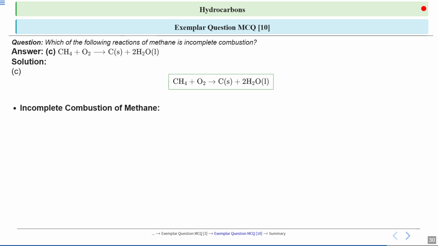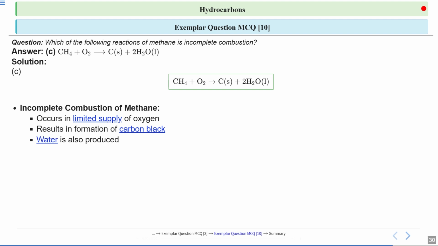The reaction shown here is methane reacting with oxygen to form carbon and hydrogen. This is a classical example of incomplete combustion. Notice how carbon is produced instead of carbon dioxide, indicating that all the carbon atoms are not fully oxidized. So it is occurring due to a limited supply of oxygen, first of all, and it results in the formation of carbon black. This is important because it can lead to pollution and health issues. Incomplete combustion is less efficient and can be harmful, which is why understanding it is essential. Next, water is also produced as a product. To summarize, the correct option is C.